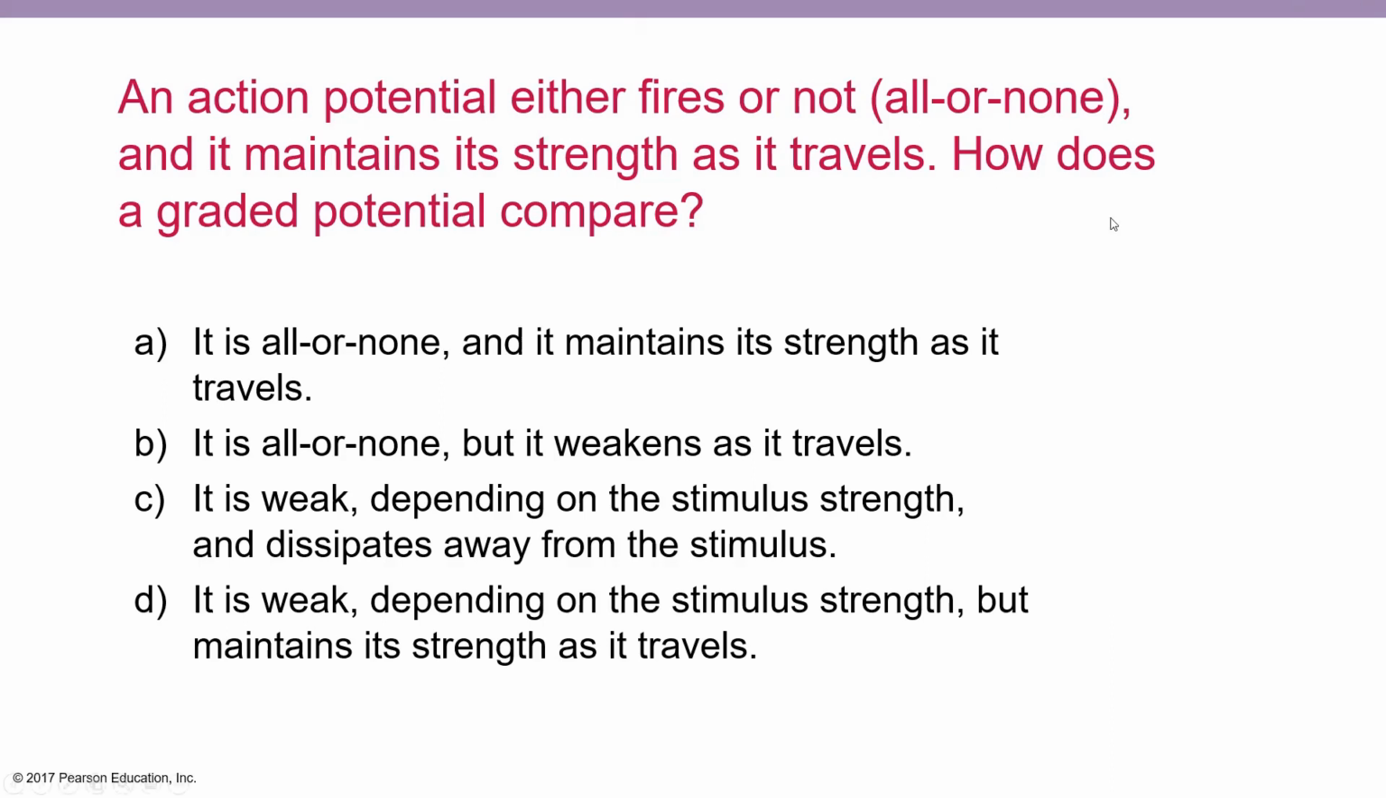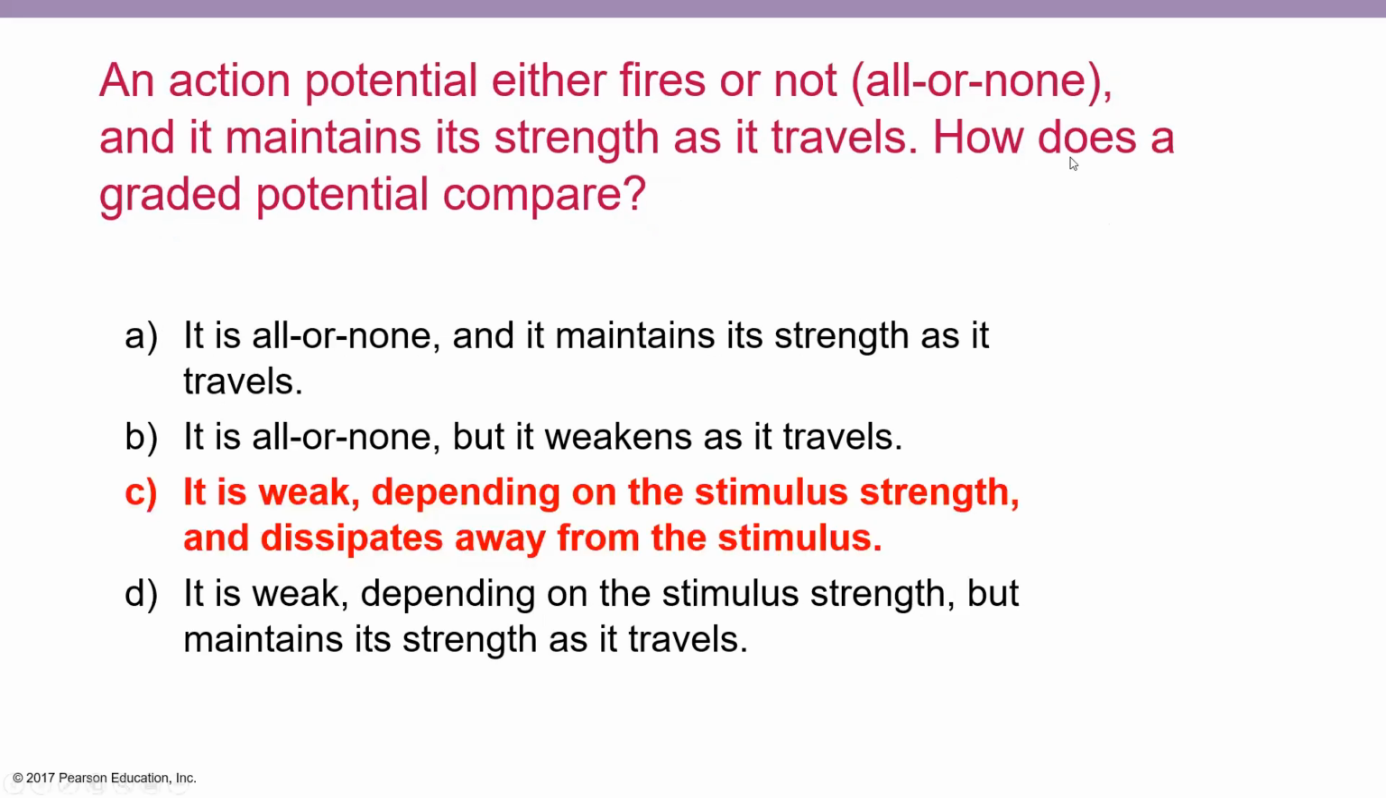Okay, so an action potential either fires or not, all or none, and it maintains its strength as it travels. How does a graded potential compare? Let's see, most of you went for C. C says it is weak depending on the stimulus strength and dissipates away from the stimulus. All right, so C sounds correct, and it is, okay?